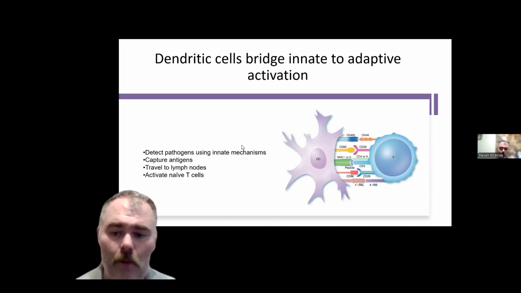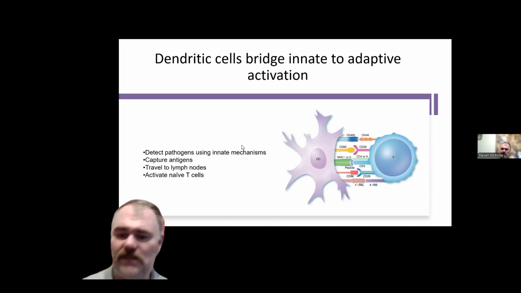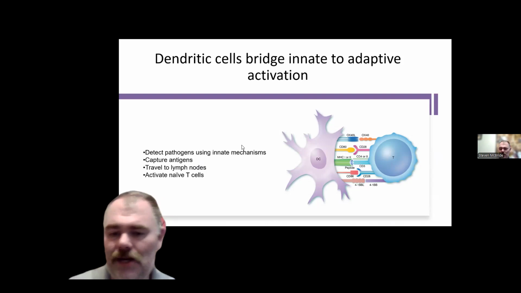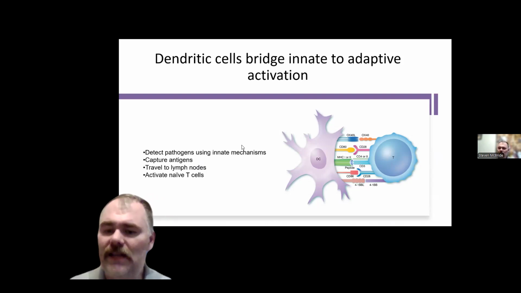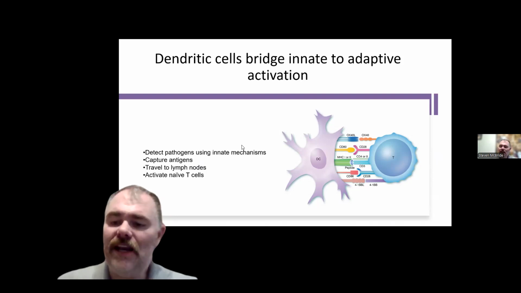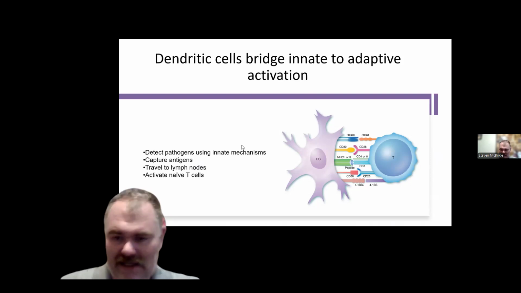Dendritic cells play one of the most important roles in the immune system because they connect innate immunity to adaptive immunity. Dendritic cells use innate immunity receptors to detect pathogens and signs of infection. They then engulf pathogens and process their antigens.